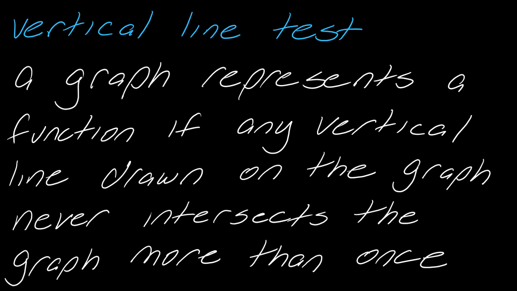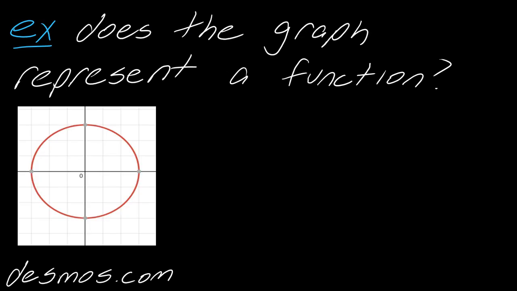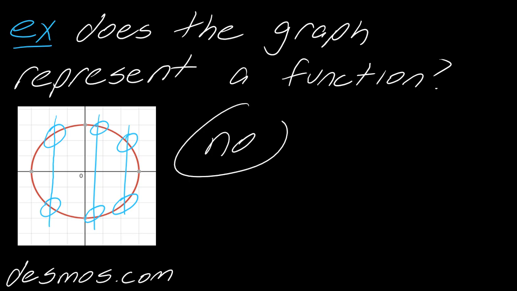So let's talk about what this actually means in an example. Okay, so I have a graph here and I just want to know, does this represent a function? And I graphed this off of Desmos.com. So what the vertical line test is getting at is, if I start drawing vertical lines like I am here, if the vertical line intersects the graph more than once, then it's not a function. So see how I'm intersecting at 2 points for each vertical line? That means that this graph does not represent a function.